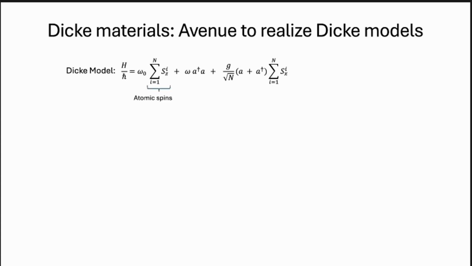The idea is that these materials can be avenues to realize, as their name suggests, some Dicke models. So I'll just go through the Dicke model quickly. The Dicke model is a very popular paradigmatic model for light-matter interaction, which has been studied for many, many years. It has a very simple form. We have some independent atomic spins, which have some excitation frequency omega naught in some direction. We have a photonic mode with some excitation frequency omega. And then finally, there's some light-matter coupling term, which couples this photon to these spins.